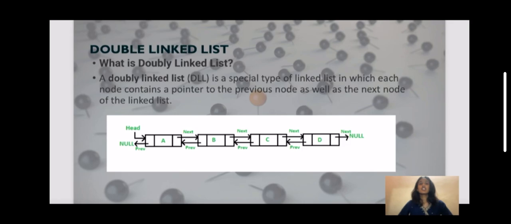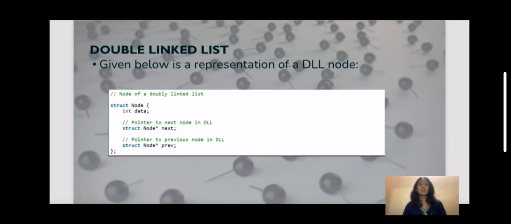Now you can see what the representation of a double linked list node looks like. For a node of a doubly linked list, you will be using structures to represent this. So struct node has the data, the pointer to the next node, and the pointer to the previous node. This is how you'll first define it.